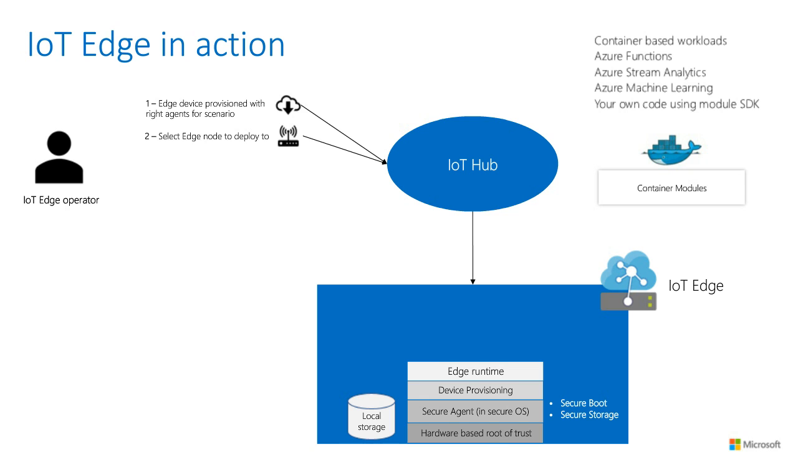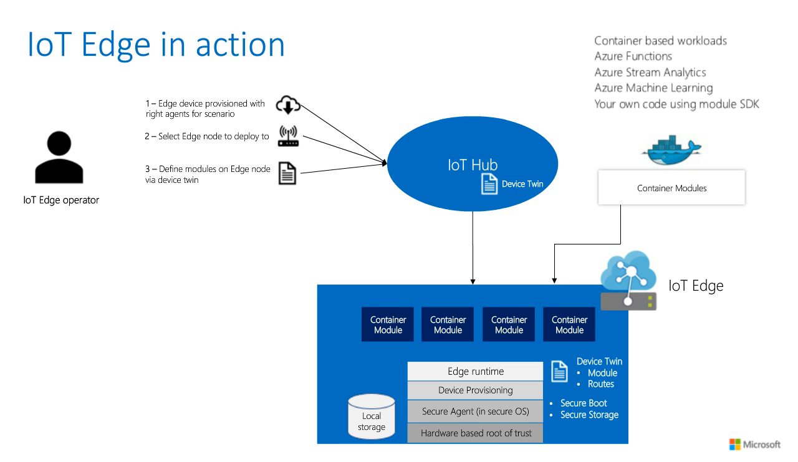Then you're going to select the edge node you want to deploy to. So you will say, hey, which of these edge devices do I have in my IoT Hub that I need to deploy that runtime to? Once the runtime is running, what you need to do is define the modules that will be running on that very node, on that edge device. So we're using in the backend the device twin of that IoT Edge device to define the modules and to define the routes between these various modules. The runtime itself will download these containers as defined in the device twin and will run them locally on my edge device.